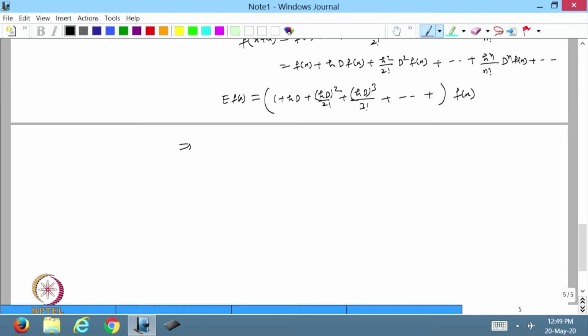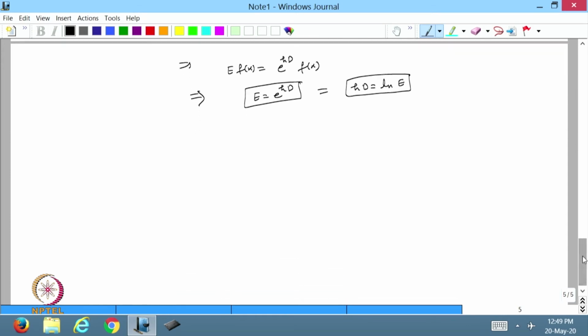Now, from here I can write that E f(x) is equal to, and what is this? It is the exponential of hD. So, it is an exponential series, and I can put e to the power hD f(x). So, that is giving me that E should be equal to e^(hD). So, the shift operator is equal to exponential hD, or I can say that this is also equal to hD equal to log E. So, that gives me the relation between the E and the hD. So, that is another relation we have.